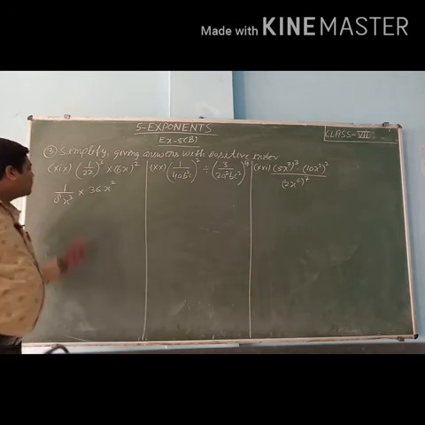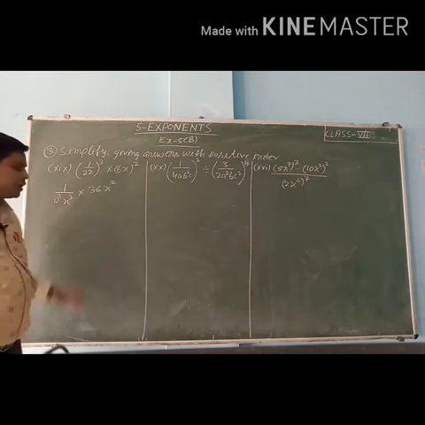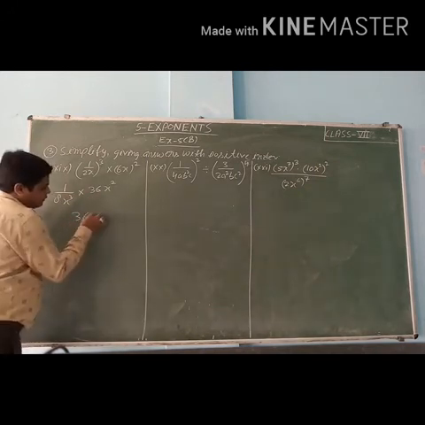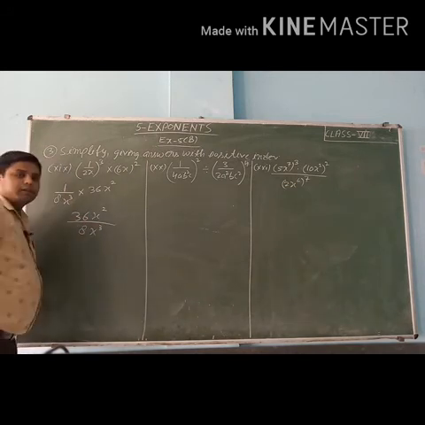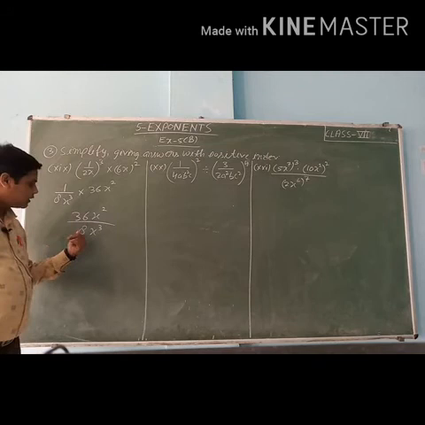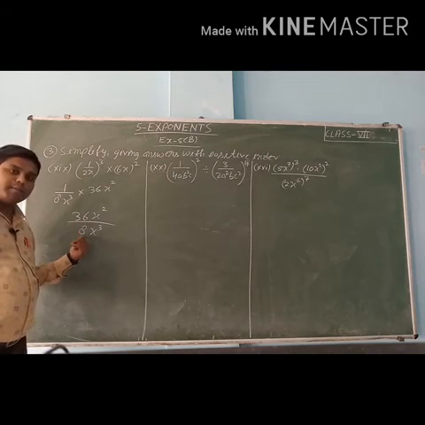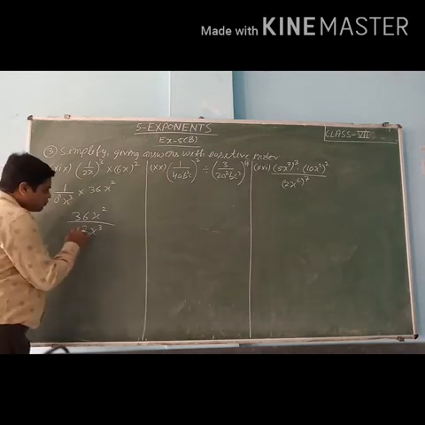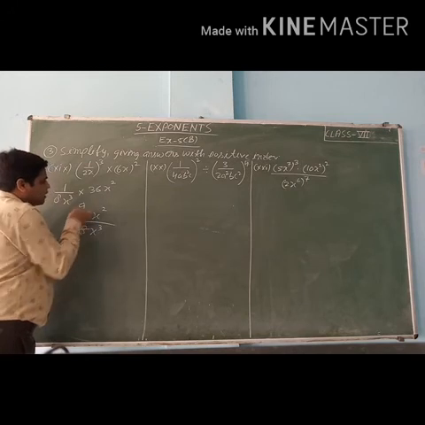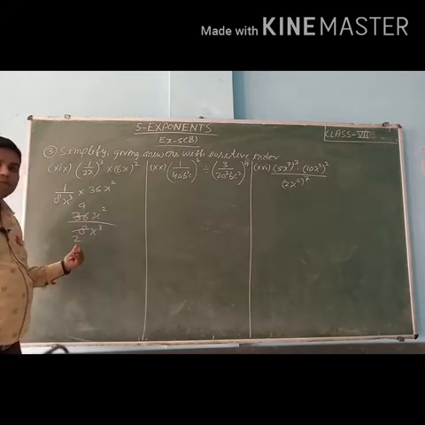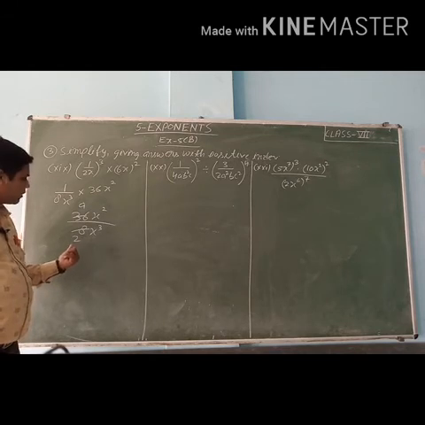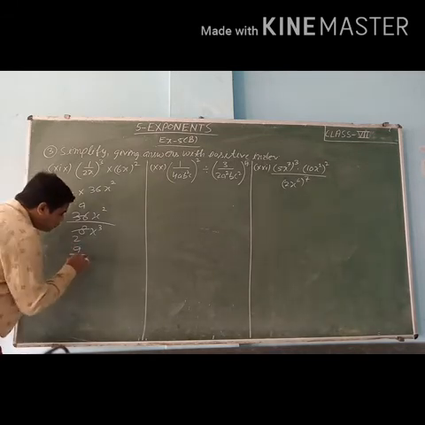So students, multiply 36x² means 36x² upon 8x³. If 36 and 8 are divisible by the same number, we can divide. 4 2s are 8, 4 9s are 36. Now 9 and 2 are not divisible by any same number, so we will write 9 upon 2 as it is.